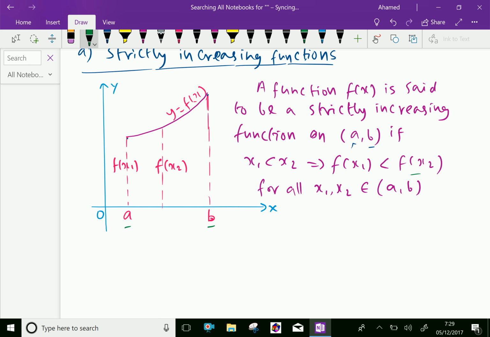It means whatever values in between the interval we give, if the values are in increasing manner, then the value of the function, that is y equal to f of x, is also increasing. So this function is called a strictly increasing function. Now let us do an example regarding this concept.